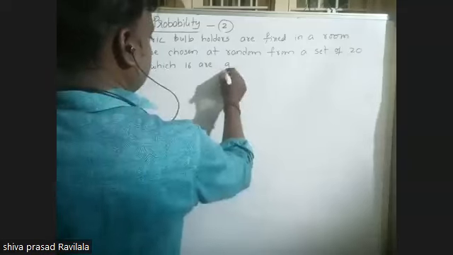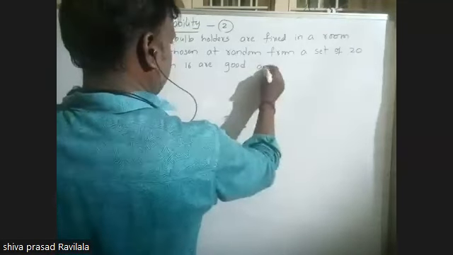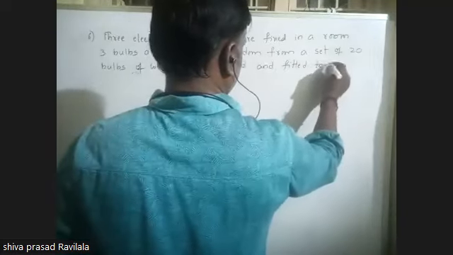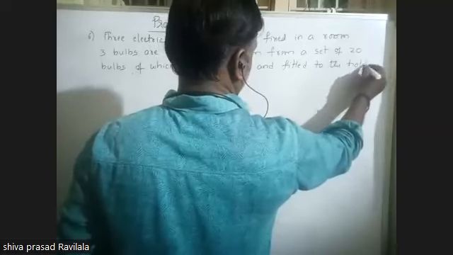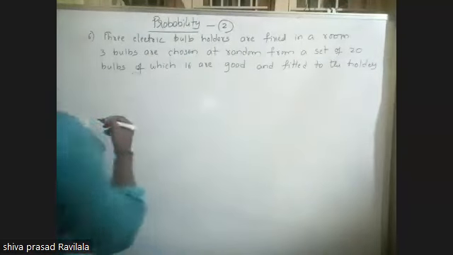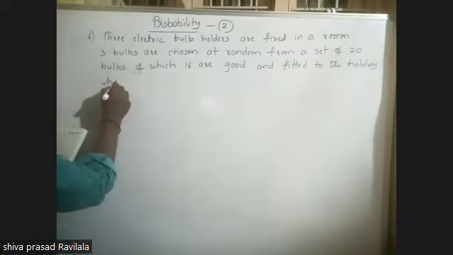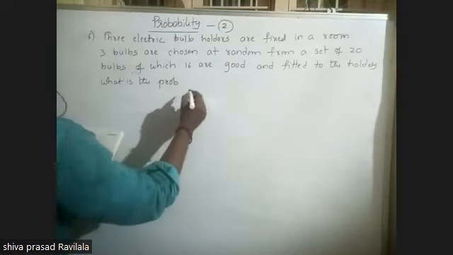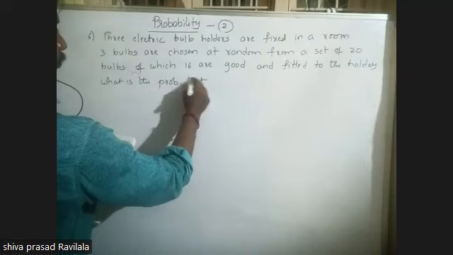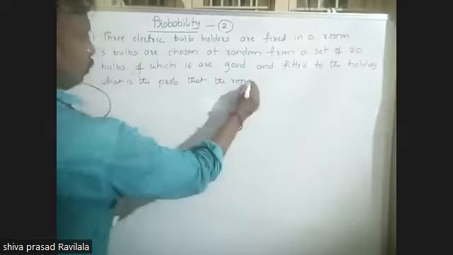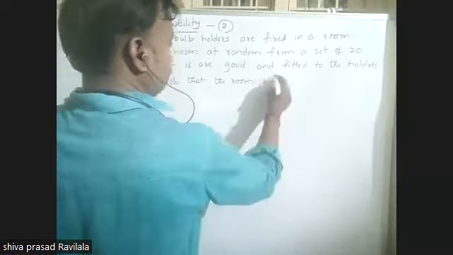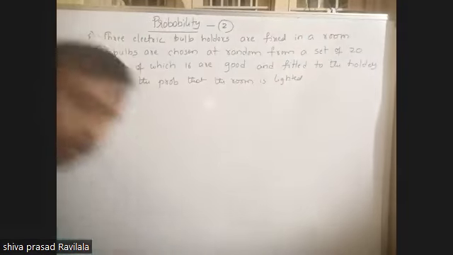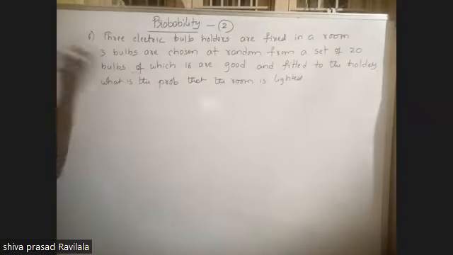Which 16 are good and fitted to the holders. What is the probability that the room is lighted? Try this question, everyone. Answer is very simple, single line, the question is very long.